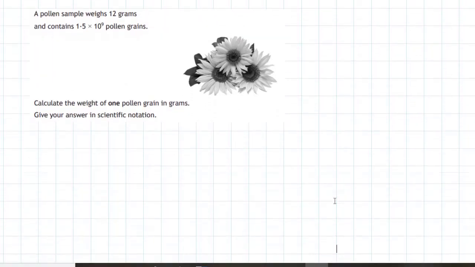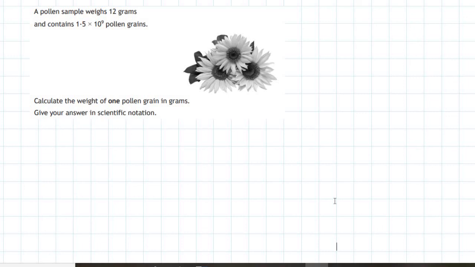Okay. Now this is a calculator question. You could use a calculator for this, but almost the trick is knowing what calculation to do. Let's read it and then we'll have a discussion. So a pollen sample weighs 12 grams and contains 1.5 times 10 to the power of 9 pollen grains. Calculate the weight of 1 pollen grain in grams. Give your answer in scientific notation.